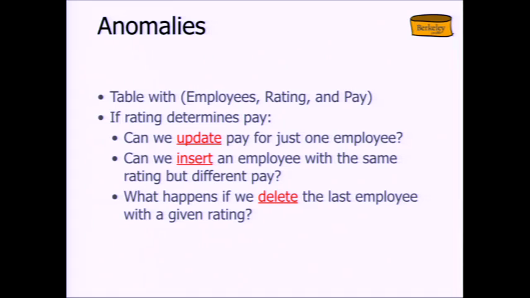So if we, for example, for the employee with the ID 1, change that employee's pay from 15 to, say, 20, then now we have an update anomaly. Because if we say that an employee's rating exclusively determines his or her pay, and we do this update, we now have two employees with the same rating and different pay. Any questions about what an update anomaly is? Okay.